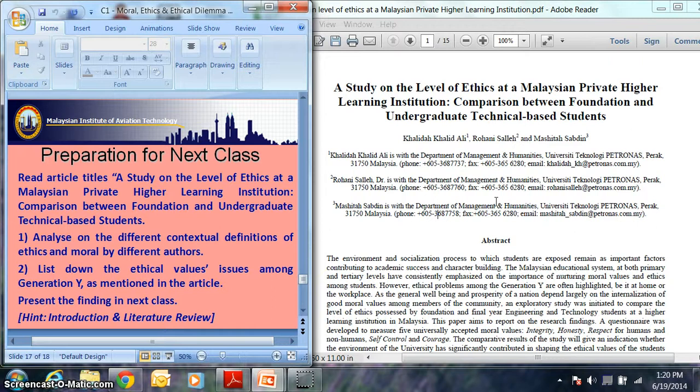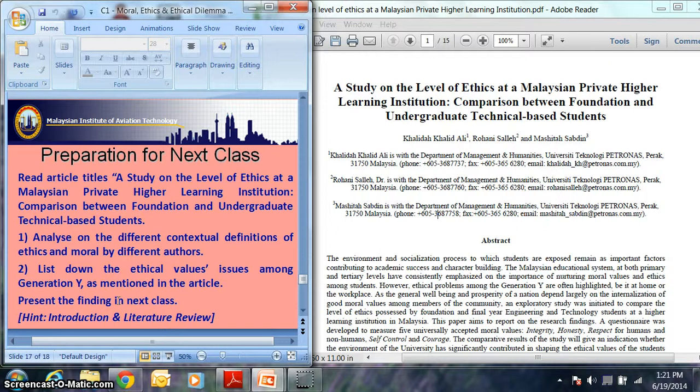I also gave you one homework, which is to read the article titled "A study on level of ethics at a Malaysian private higher learning institutions: comparison between foundation and undergraduate technical based students." From this article you have to answer two questions. Number one, analyze the different contextual definitions of ethics and moral by the different authors. Number two, list down the ethical values issues among generation Y as mentioned in this article.